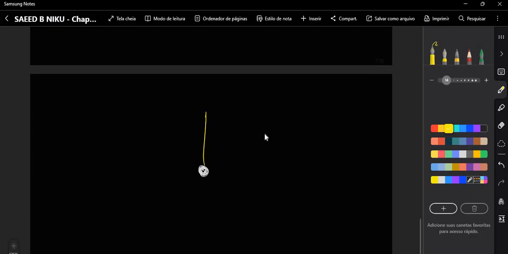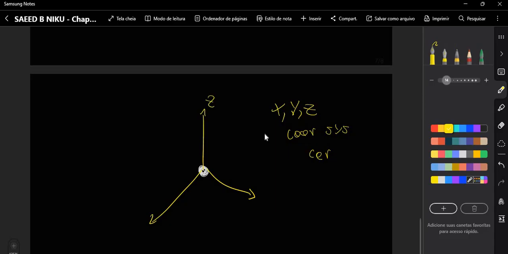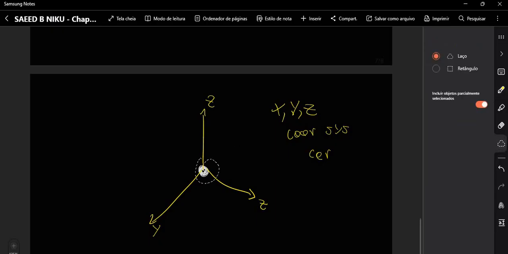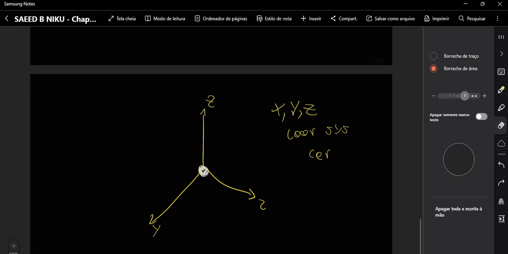When we are representing a point in space, we use the x, y, z coordinate system in the Cartesian plane. X, Y, Z, and he says that a point has only 3 degrees of freedom.